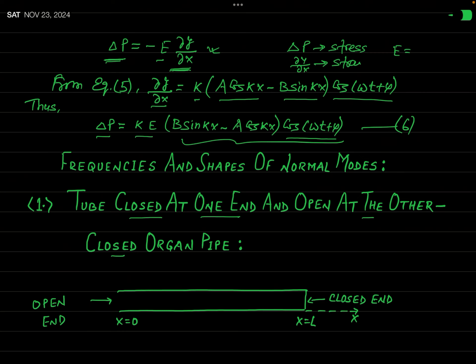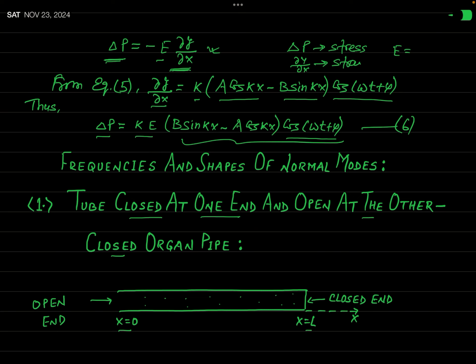When you say closed organ pipe, what does it mean? It means there is a tube filled with air or any gas, and this tube is closed at one end and open at the other end. So I have shown here that there is a tube of length L lying along the x-axis, and its end at x equal to 0 is open, and its other end, which is at x equal to L, is closed.